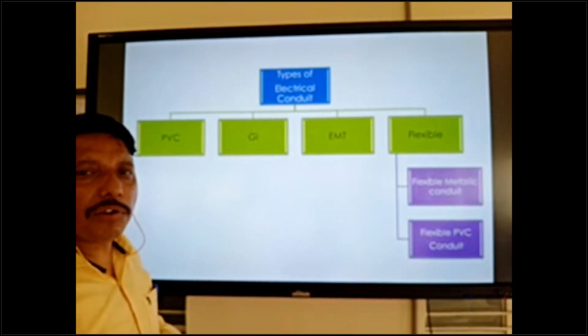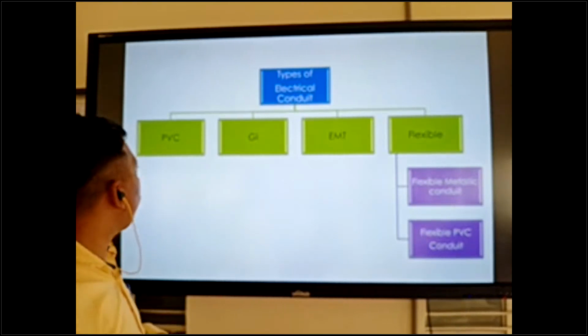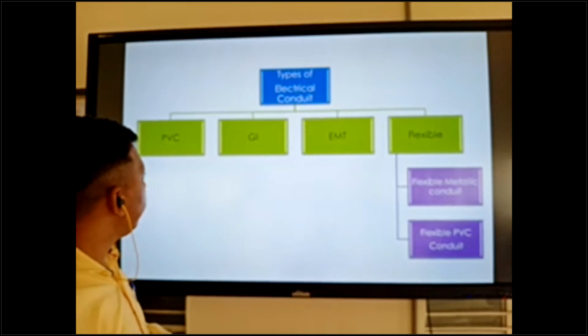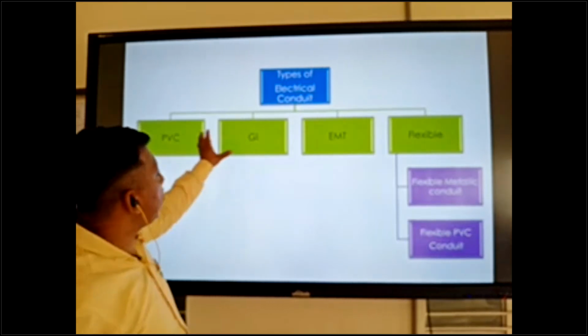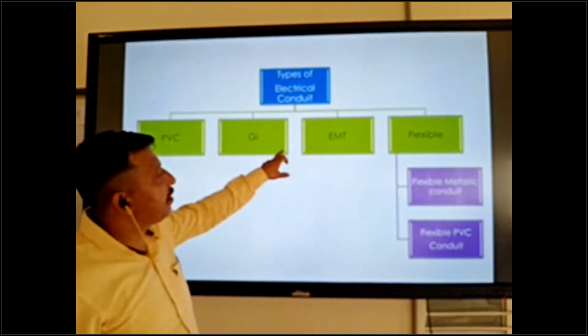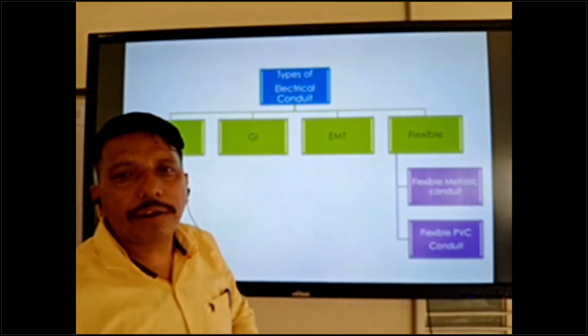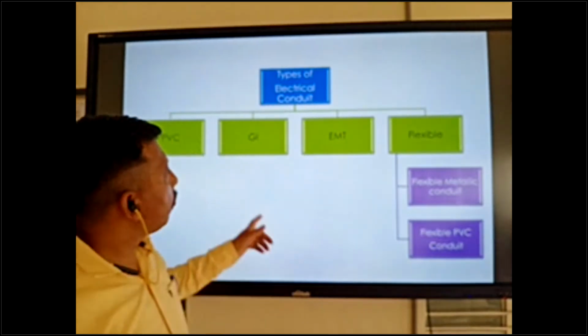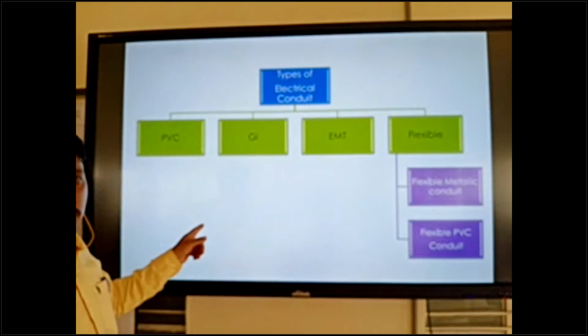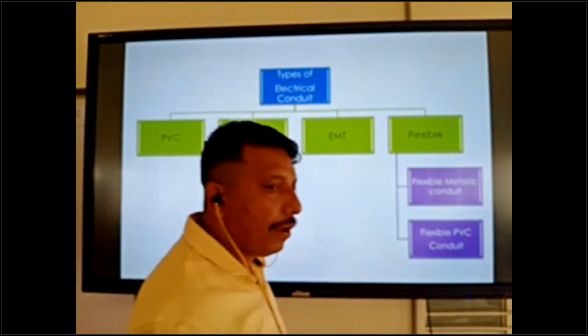So how many types of conduit? The question comes like that. How many types of electrical conduit? We have 4 types of electrical conduit: PVC, GI, EMT, and flexible. You can write it like that. Okay, so this slide is clear. Okay, next one.